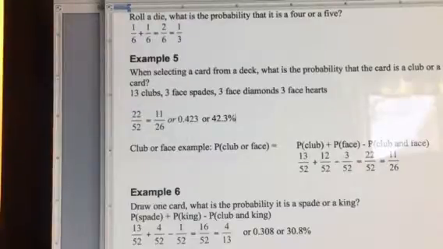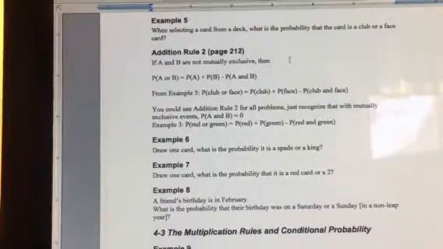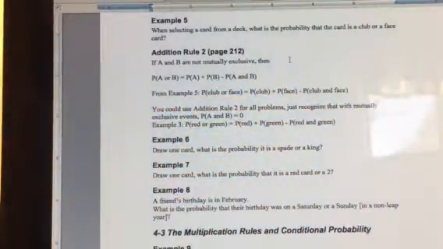Now, the thing to realize with this is addition rule 1 doesn't apply here. The reason why addition rule 1 does not apply is the mutually exclusive clause. If we think about the King of clubs and his friends, the Queen and the Jack, they meet both criteria. So the act of pulling a club and the act of pulling a face card are not mutually exclusive. So we can't use addition rule 1.